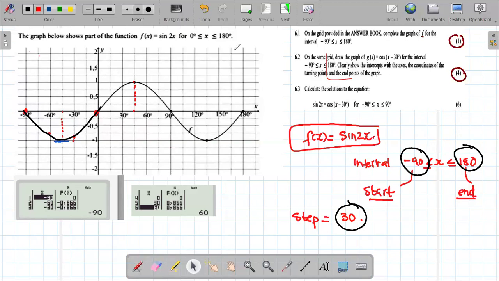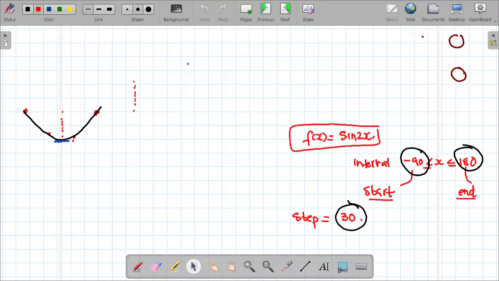So can you please try this now and see if you can do this? I'm just gonna give you 5 minutes. 5 minutes is too much. 3 minutes. Let's check this together.